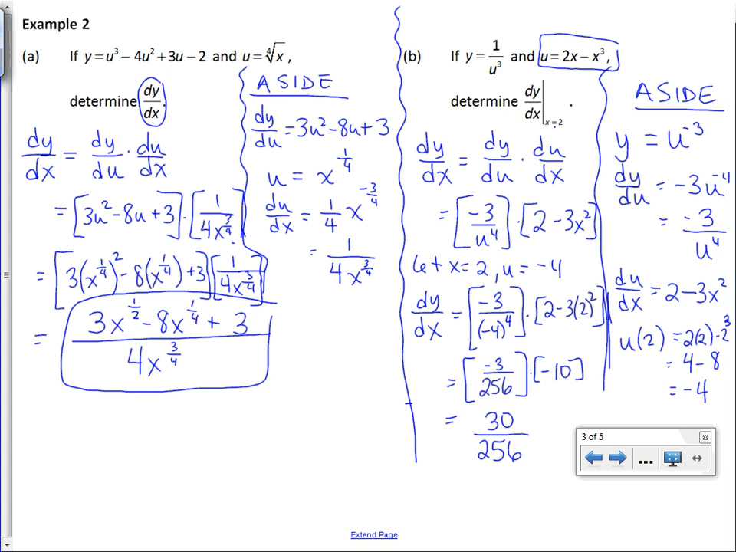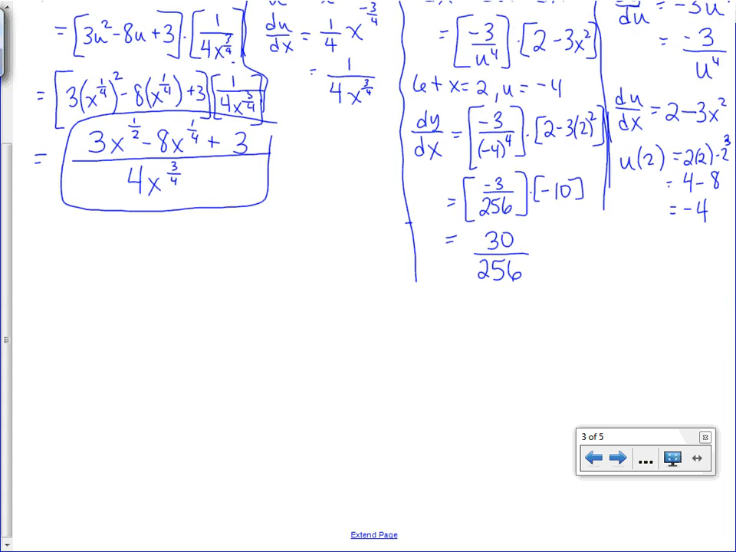And right now you're going to get 4.5 out of 5 from me. You can reduce that, can't you? What goes into 30 and 256? 2, right? 2. 15 over 128. So that's how that works.